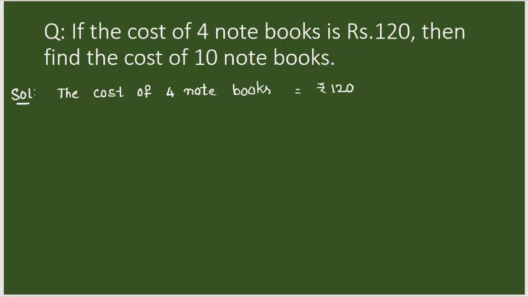The cost of 4 notebooks is rupees 120. And the cost of one unit, that is one notebook, how do we get it? Because here more quantity is given, it is asked to find the value of less quantity. We need to perform division. That means 120 must be divided by 4. So 120 divided by 4 gives us 30. So 30 rupees is the cost of one notebook.